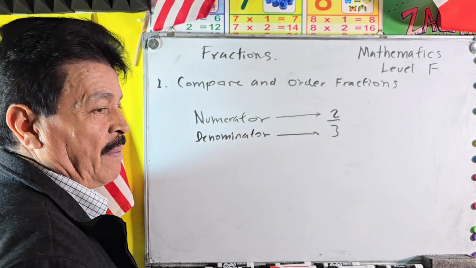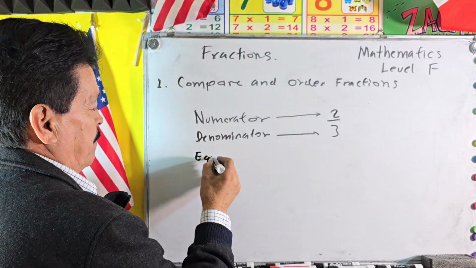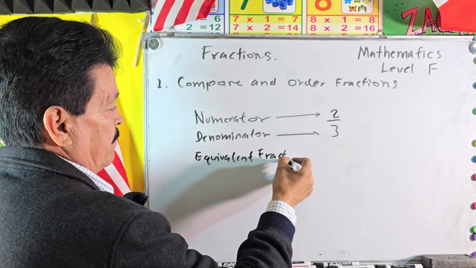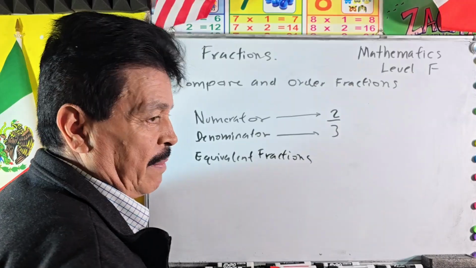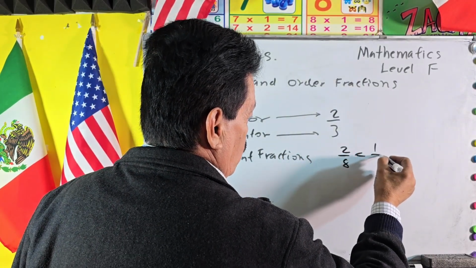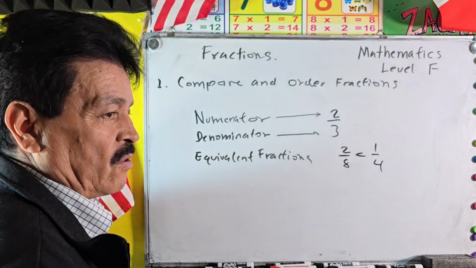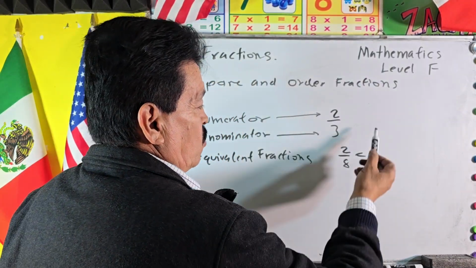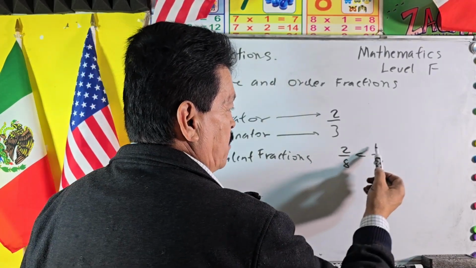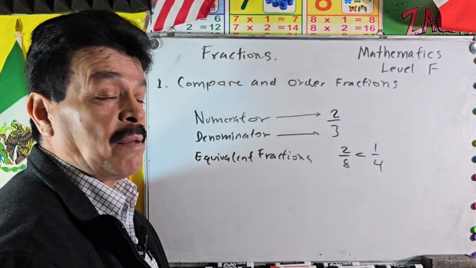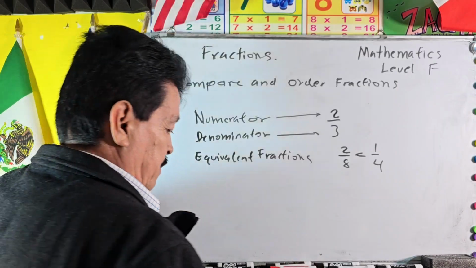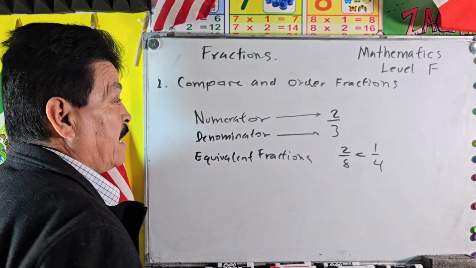Another concept: equivalent fractions. 2/8, for instance, is equal to 1/4. This is an equivalent fraction. I mean, when you multiply the cross numbers, the products must be equal. 2 times 4 is equal to 8, and 8 times 1 is equal to 8. So this fraction is equivalent, right? Right now, I'm just going to show you some concepts. We have not started our class yet.